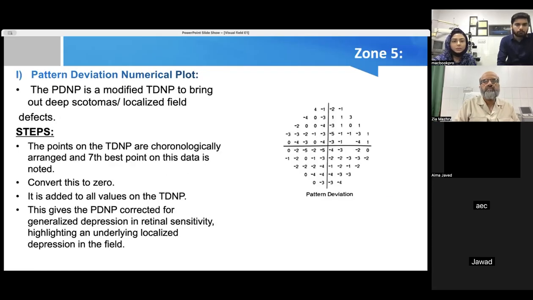Zone 5 is the pattern deviation numerical plot and pattern deviation probability plot.